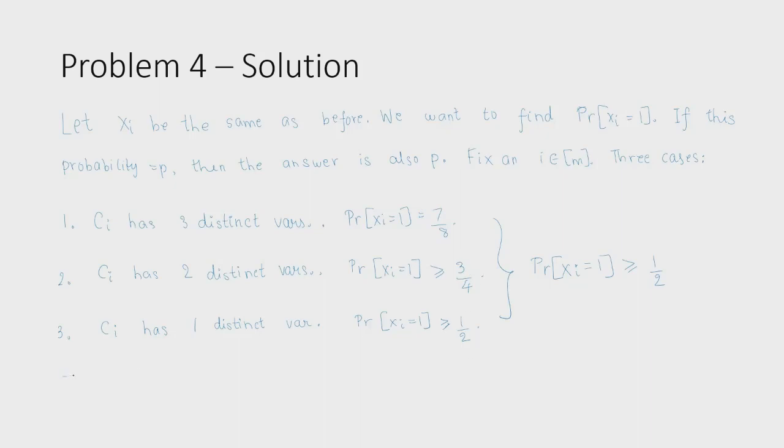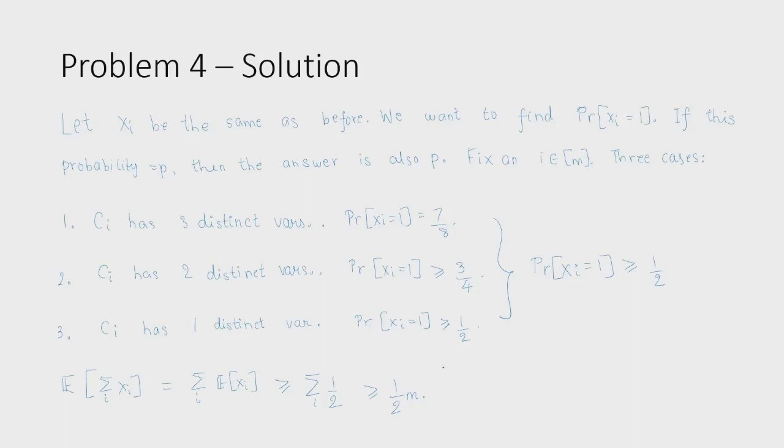Ultimately we are interested in this quantity, the expected value of the sum over i of xi, which is equal to the sum over i of the expected value of xi. Now in every case this would be greater than or equal to half, because depending on i, this would be either 7 over 8, 3 over 4, or 1 over 2. So this is at least 1 over 2 times m. But this is the number of clauses that would be satisfied in expectation, and we are interested in the fraction of clauses. So divided by m, you get 1/2.